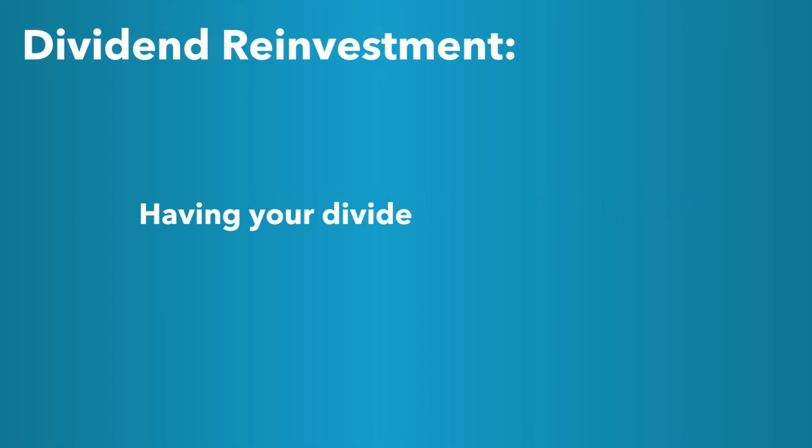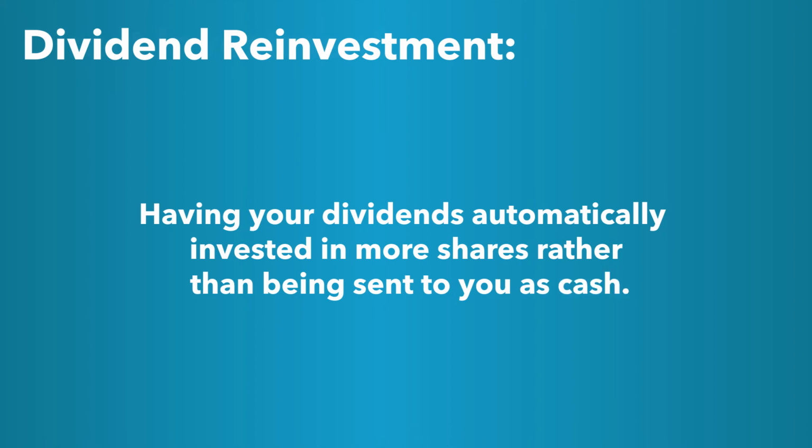Direct investment and dividend reinvestment are ways of buying shares directly from a company without going through a broker. This allows you to avoid brokerage commissions. Direct investment means purchasing shares from the company, while dividend reinvestment means having your dividends automatically invested in more shares rather than being sent to you as cash. Dividend reinvestment is also a way of building up your equity in the stock by reinvesting cash that you might otherwise spend. The advantage of direct investment and dividend reinvestment are primarily the savings on brokerage commissions.